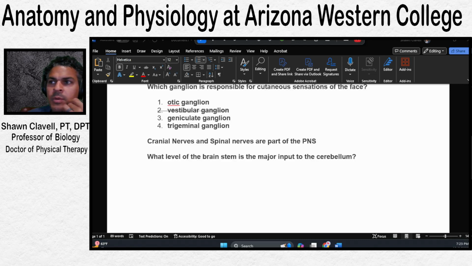And then what level of the brainstem is the major input to the cerebellum? What is the major input to the cerebellum here? That would be, what level? The pons, right? Like the pons is kind of the first thing that comes to mind. But let's see here if I'm missing anything.